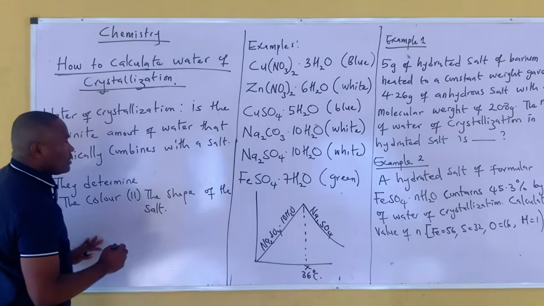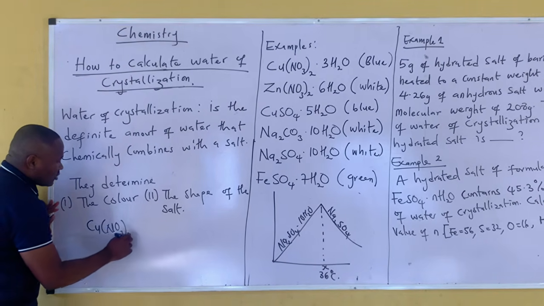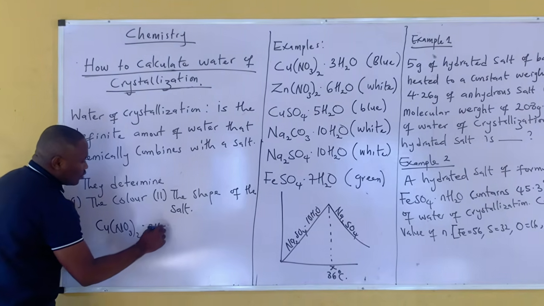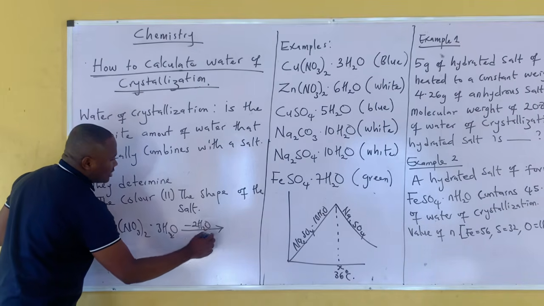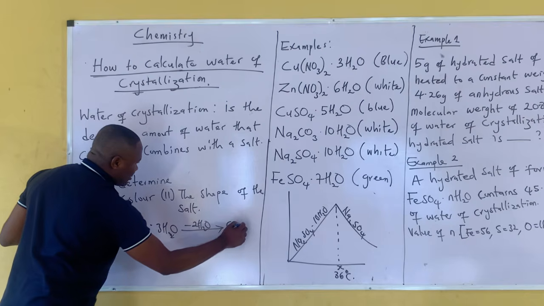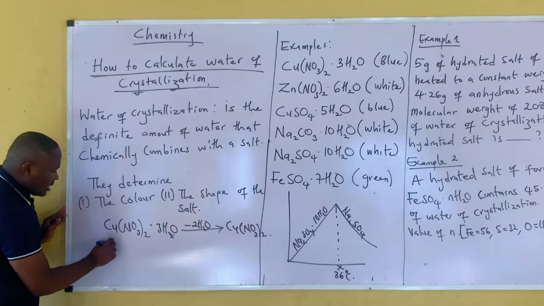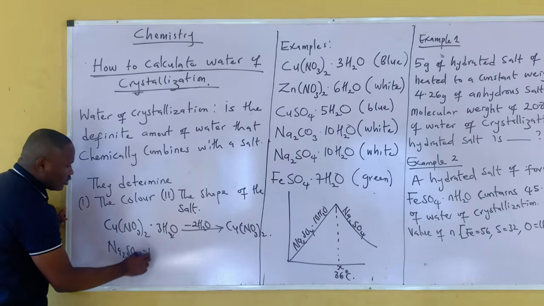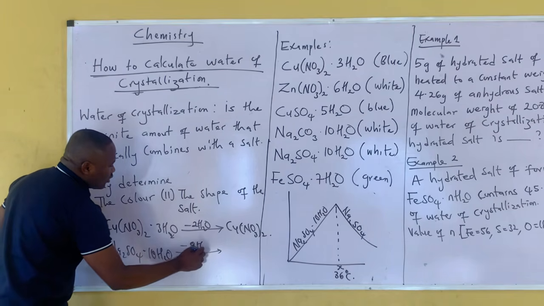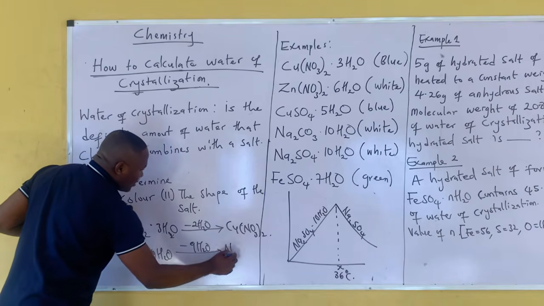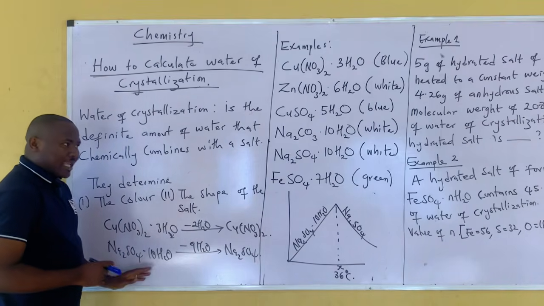Now, look at what I'm trying to explain here. Cu(NO3)2.3H2O will lose 2 water of crystallization to form Cu(NO3)2. Likewise, Na2SO4.10H2O is going to lose 9 water of crystallization to form Na2SO4. So it's not going to lose 10, it will lose 9.